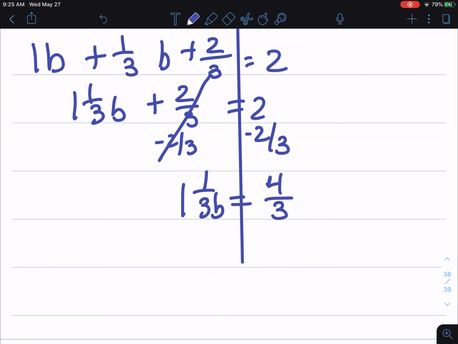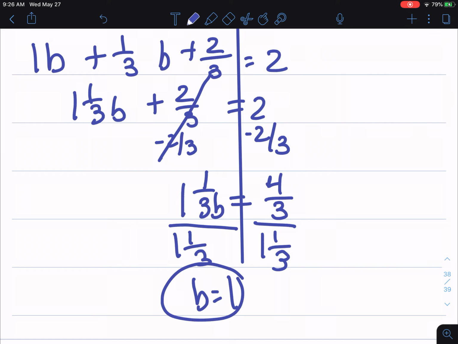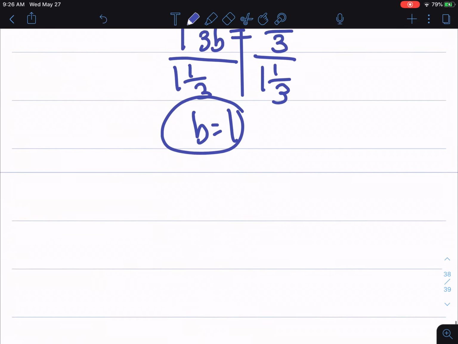4/3. Okay, so now I'm going to divide both sides by 1 1/3. And remember how to do this. Do your second function to be able to do a mixed number. And you should get 1. Very good. Last one.